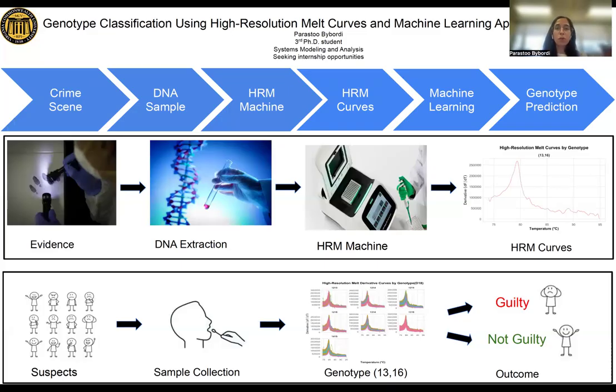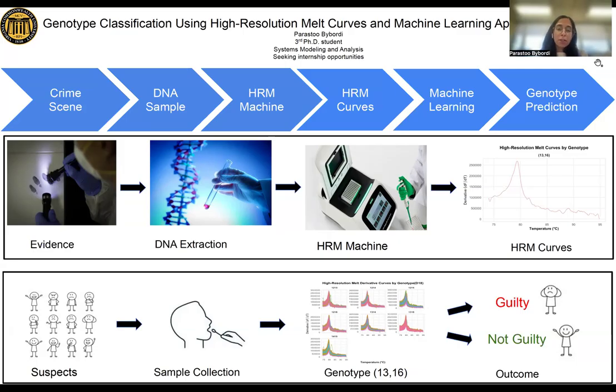At the bottom, you can see how this is connected to the people. We have a bunch of suspects or individuals. We gather their samples and measure the HRM curves. By comparing their curves to the curves from the crime scene, we can predict whether a profile matches the crime scene or not, so we can make a decision if the person is guilty or not.